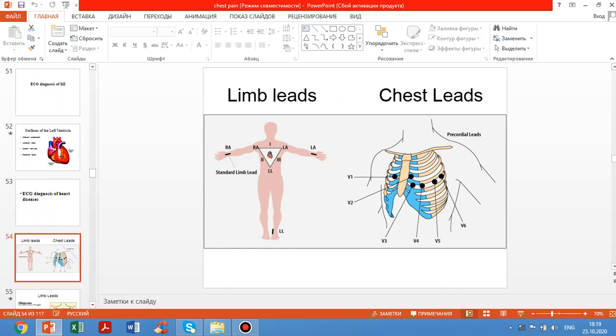There are 2 types of leads: limb leads, this is the first, second, and third standard leads, and augmented leads, right, left, and foot leads, and chest leads. These are the V1, V2, V3, V4, V5, and V6 chest leads.